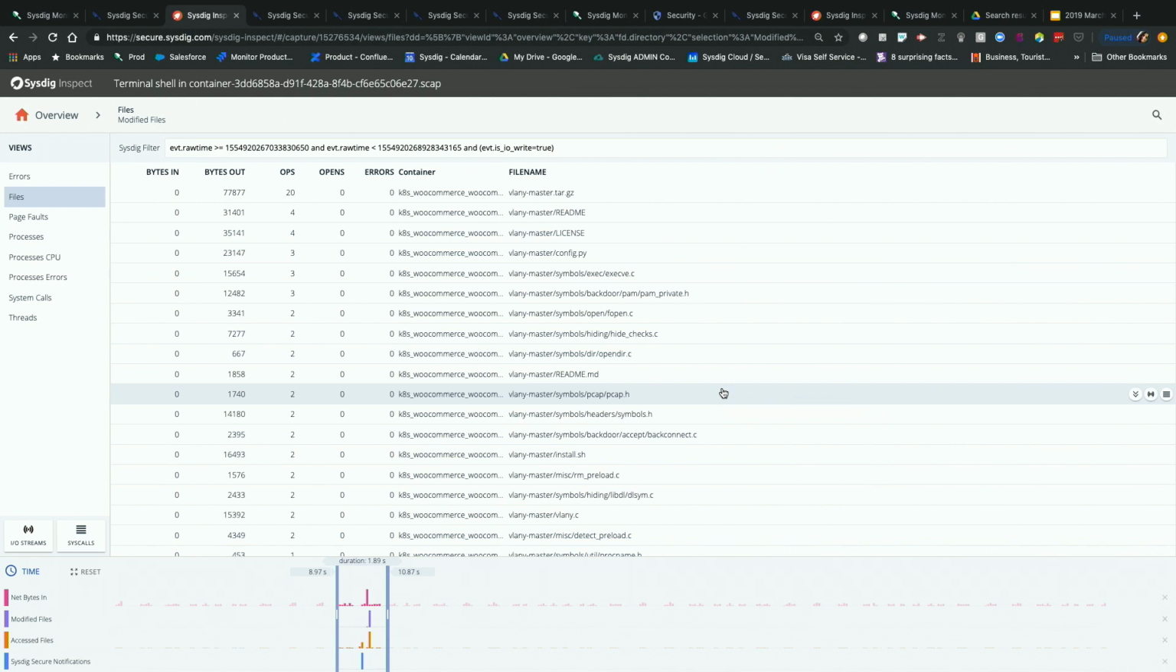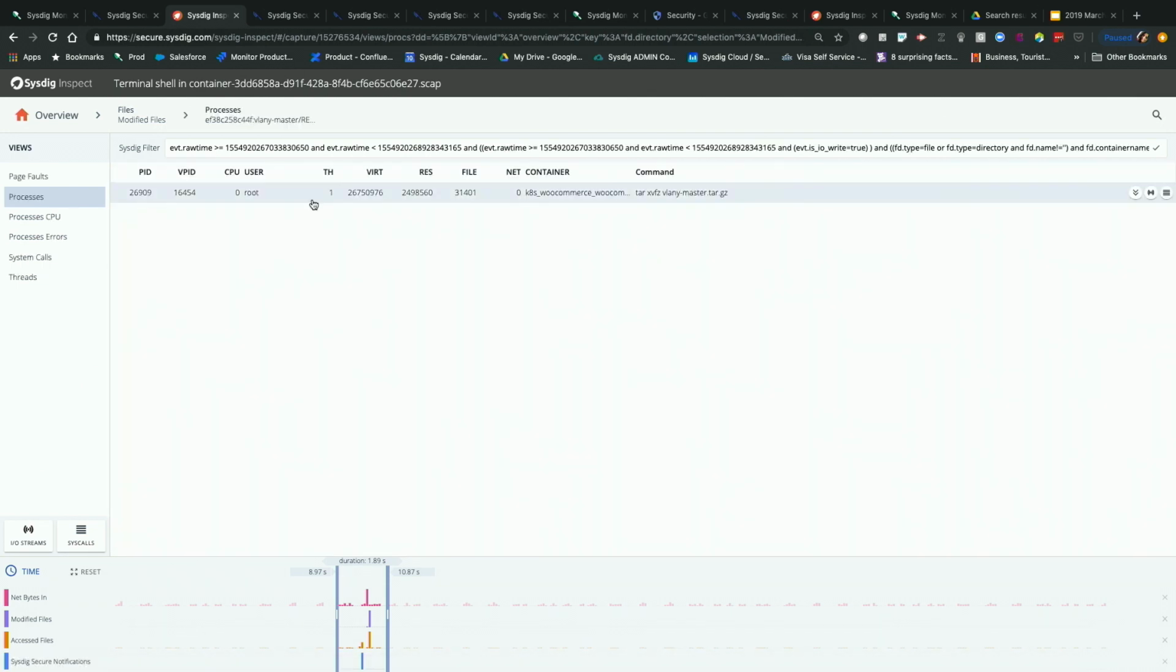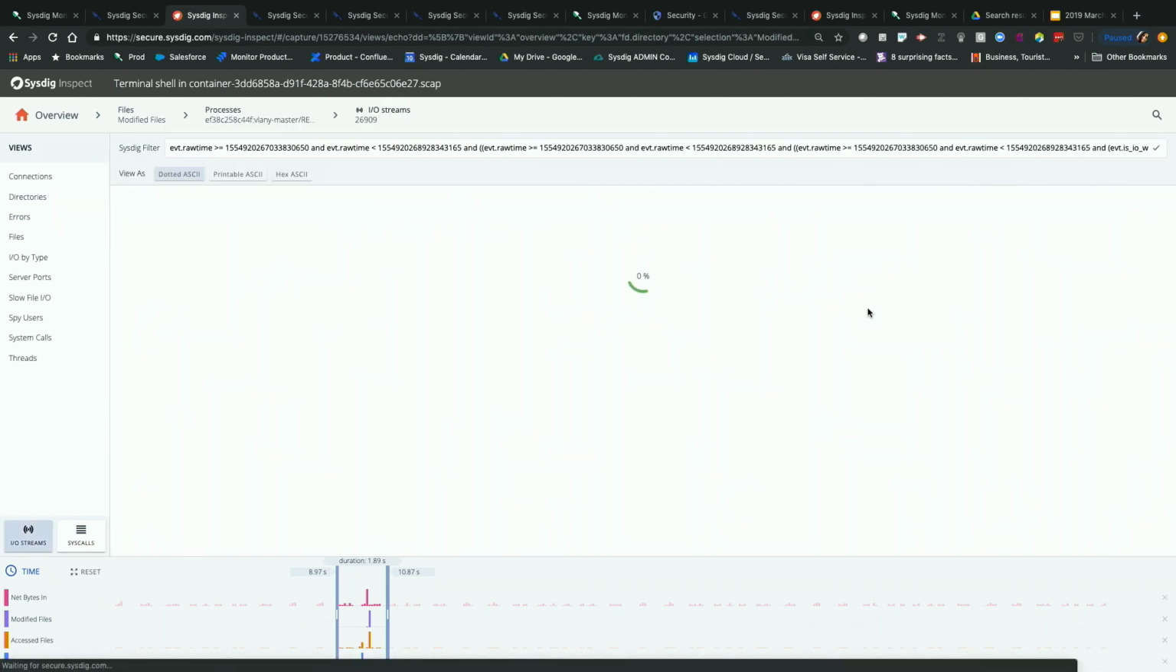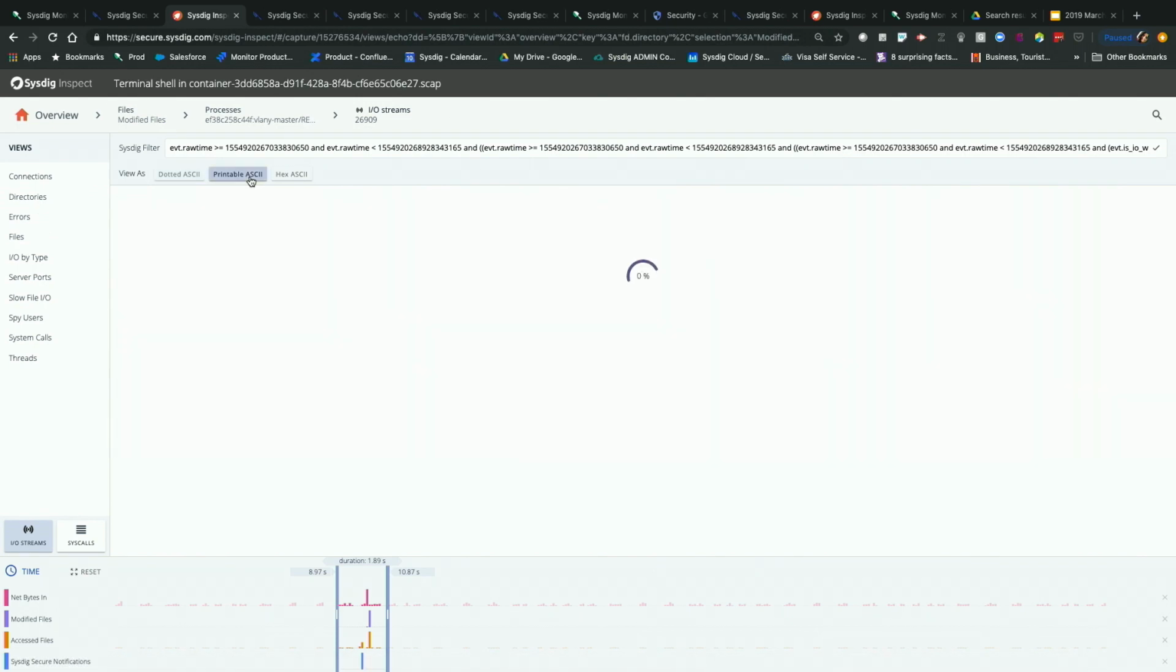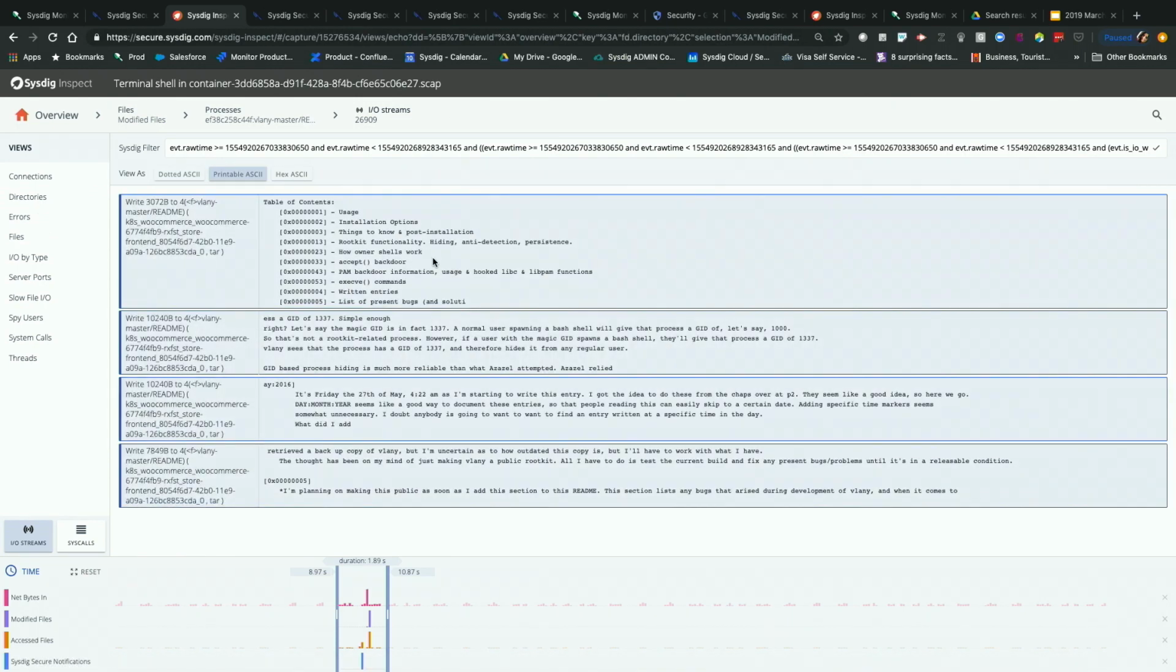So here I am, and there is my vlanY master file. I can figure out every file that it has touched. I can even look at, let's say, the README file. Actually, let me expand this, and even see the contents of the file.